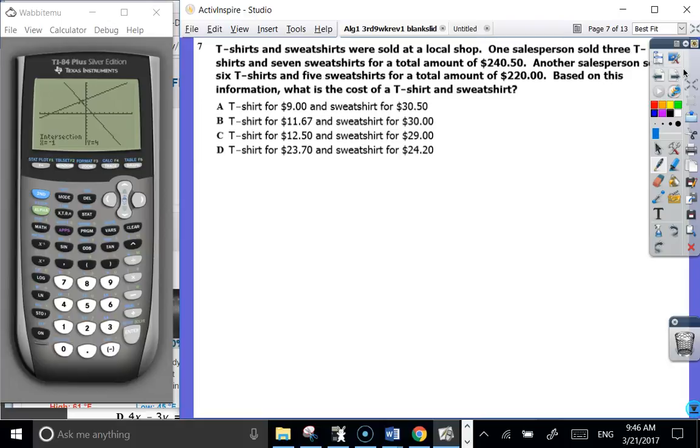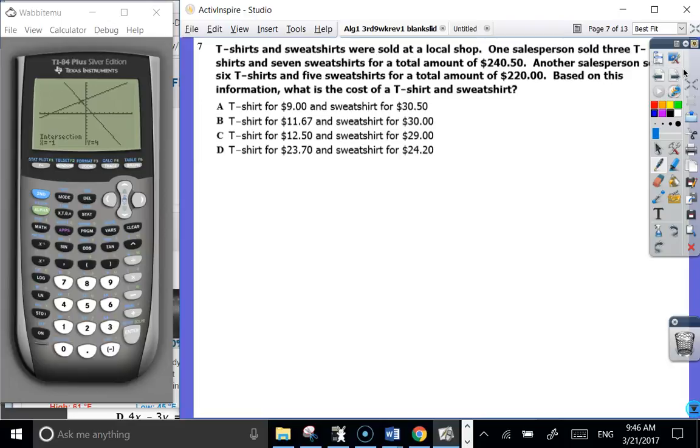One salesperson sold 3 T-shirts and 7 sweatshirts for a total of $240.50. Wow. Another salesperson sold 6 T-shirts and 5 sweatshirts for a total amount of $220. Based on this information, what is the cost of the T-shirt? So, what are the two variables? The two things we're trying to find out by doing this. Is it the amount of them? It's the cost, right? So the first thing you should do is define your variables.